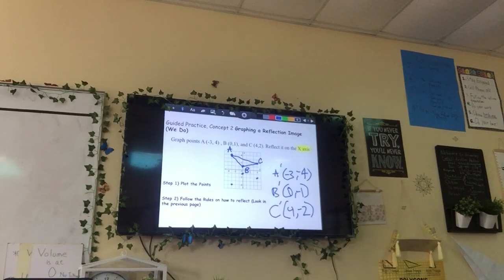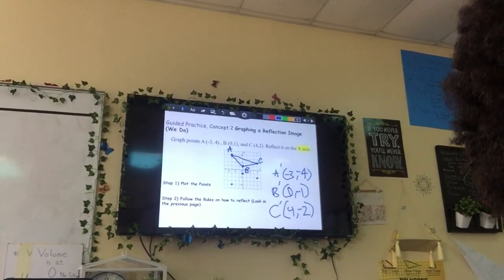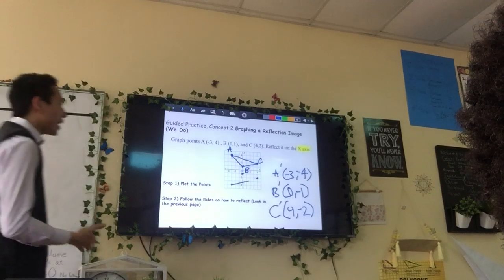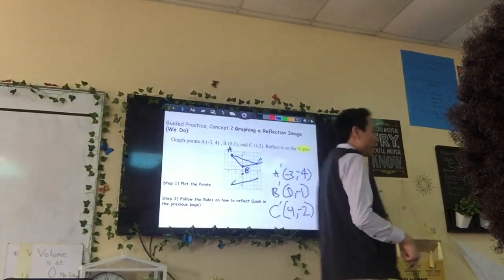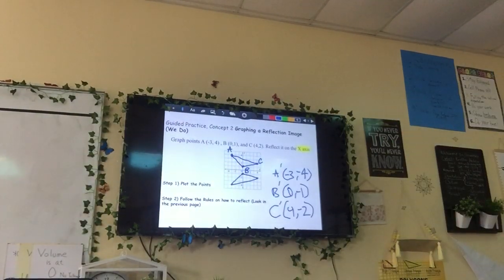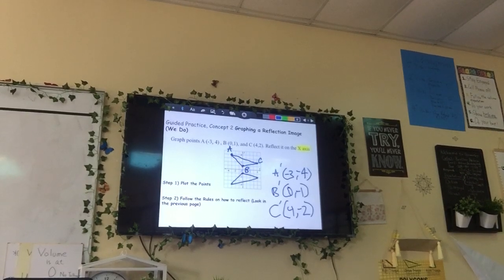All right, look at Micaiah. She got a very nice image down there. She properly identified that when you reflect on the x-axis, you have to change the y coordinates.